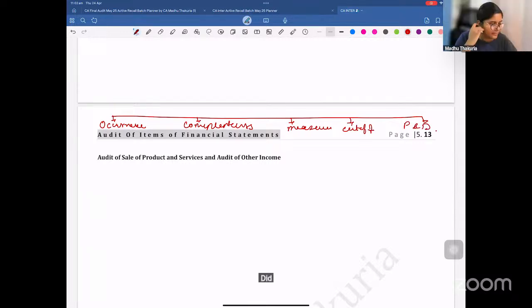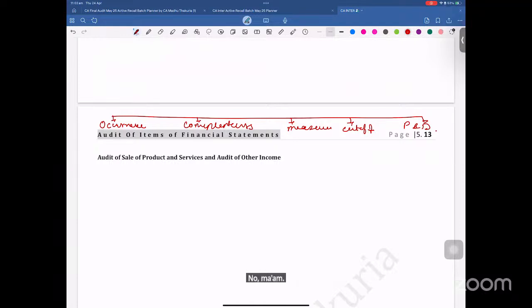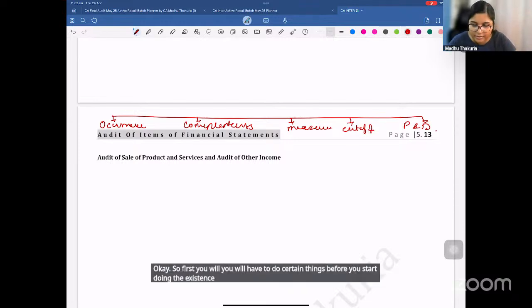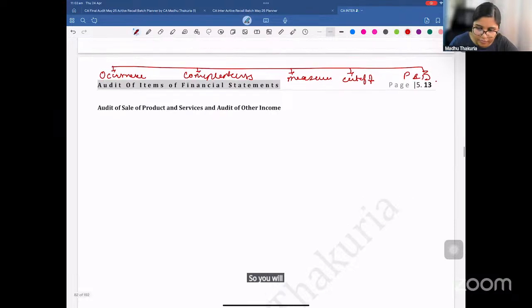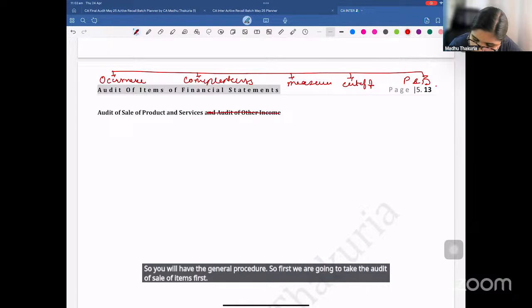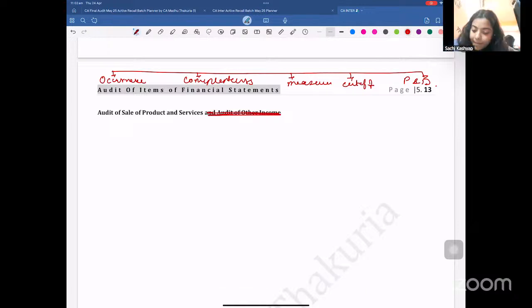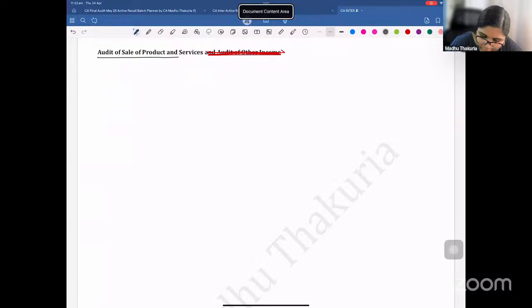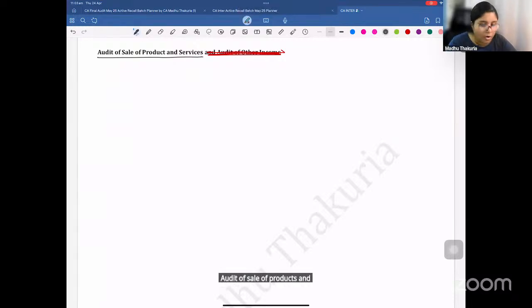Did I miss anything? Naina? No, ma'am. Okay. So first you will have to do certain things before you start doing the existence, completeness, valuation. So you will have the general procedure. First we are going to take the audit of sale of products and services, the audit procedures.